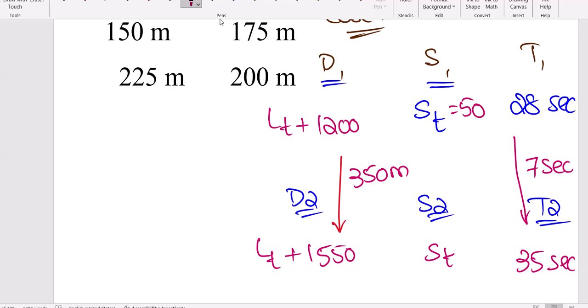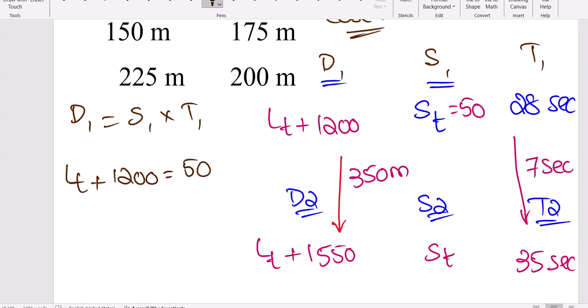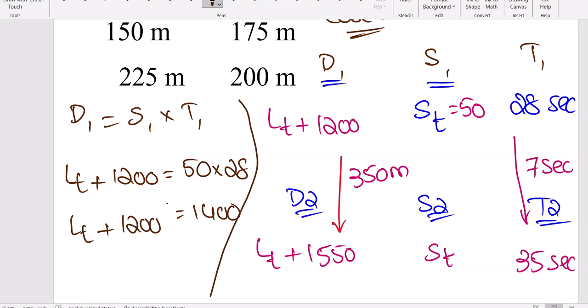Right. Now take the first case or the second case. Distance is speed into time. You can calculate the length of the train. Take the first one or the second one, it's your wish. You're done with the length of the train. Take the first one: distance is equal to speed into time. What is distance? Length of the train plus 1200. Speed is 50. Time is 28, which will give 1400. So the length of the train is 200. Completed. Option D.